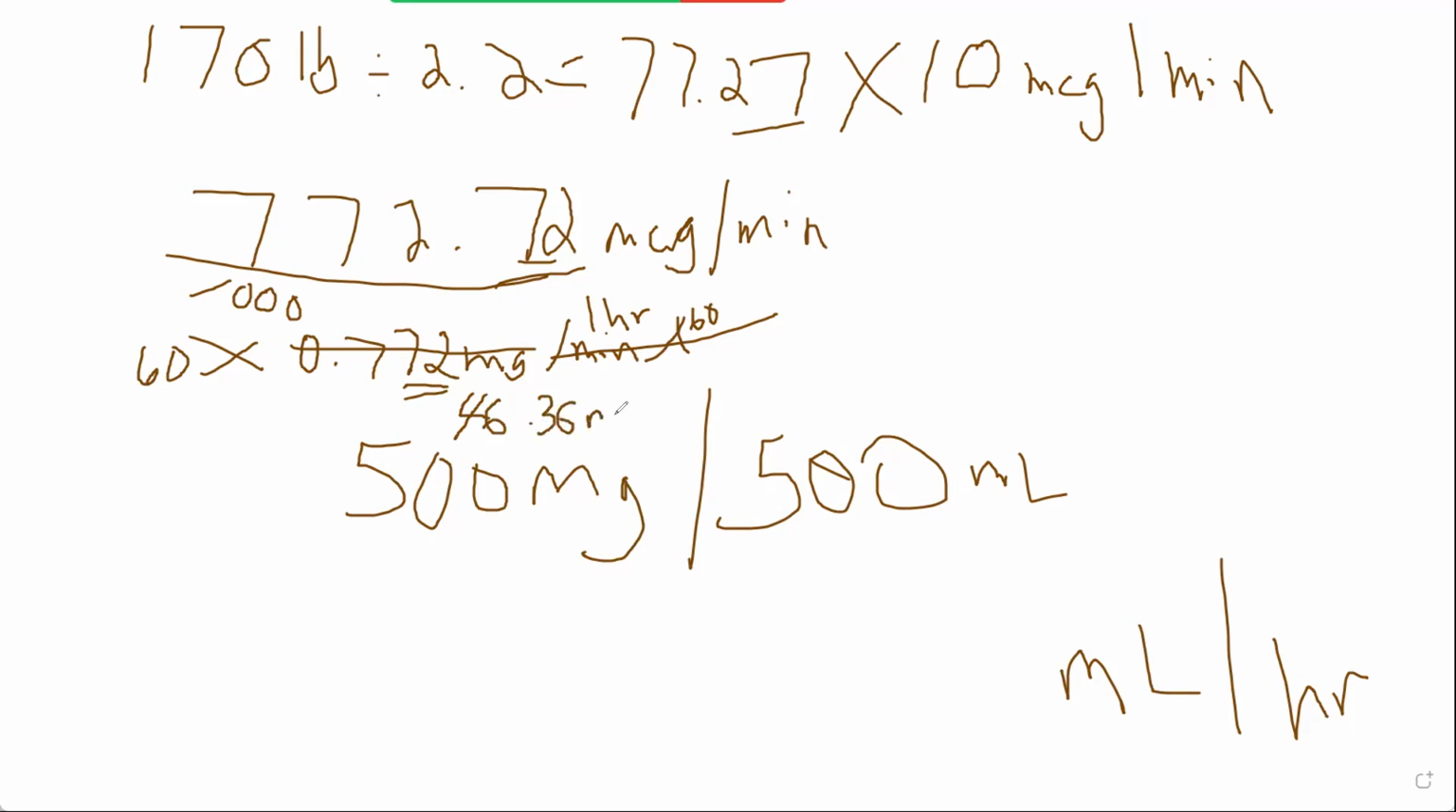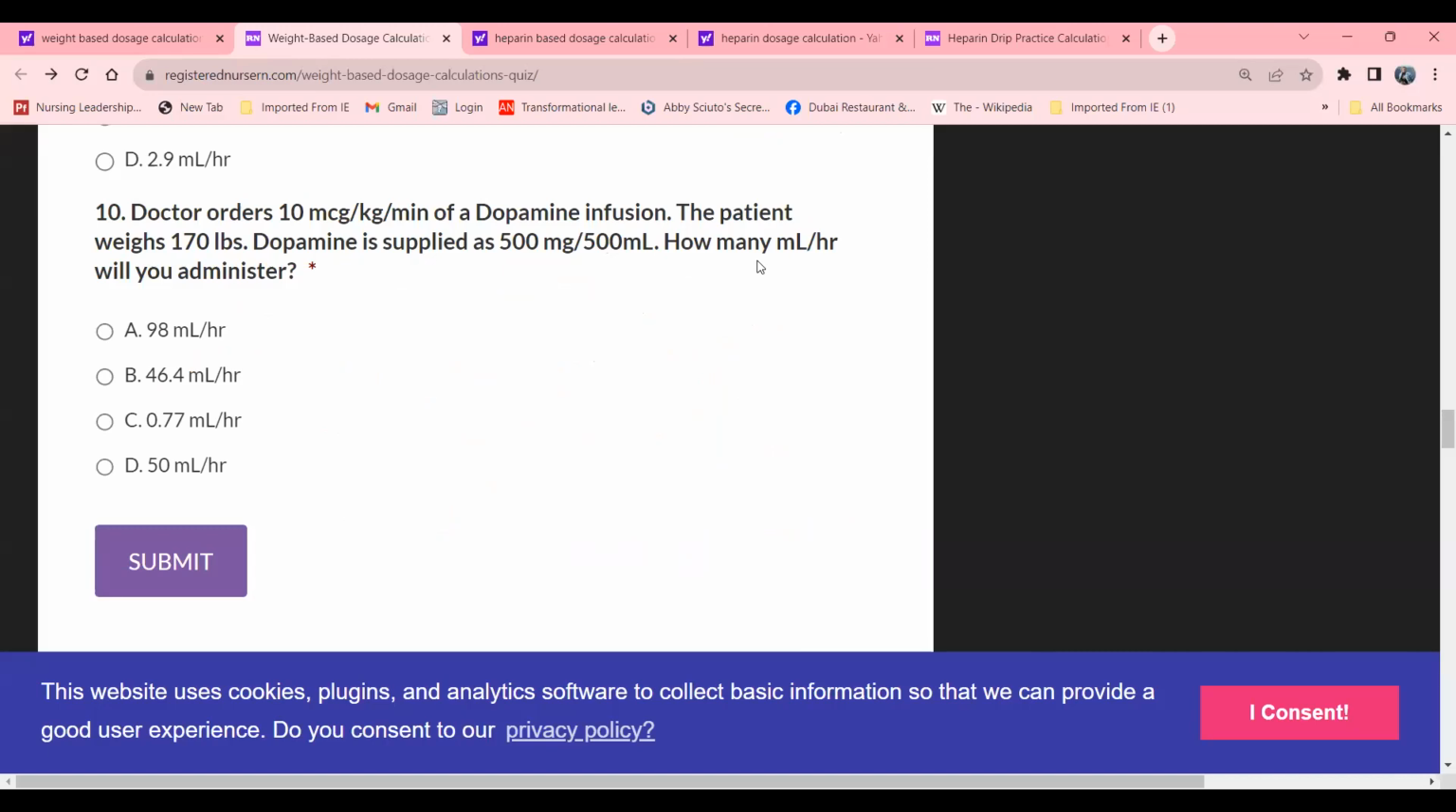Now your milligrams per hour. Milligrams is going to cross out here because you're going to divide that over what you have on hand. And you'll be left with mLs per hour. And you should end up with 46.36 because it's 500 over 500, right? Now, if I told you to round this to the nearest tenth, what would it be? 46.4. Okay, good. And is your answer up there? Yep.